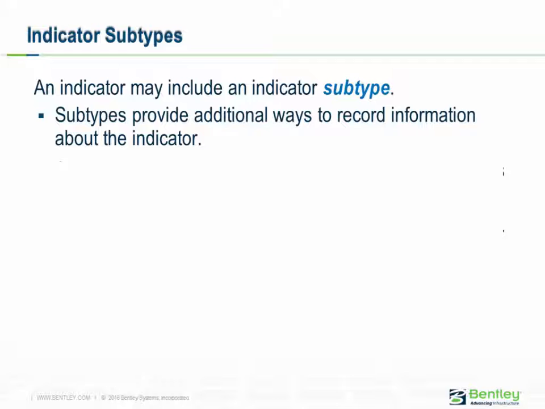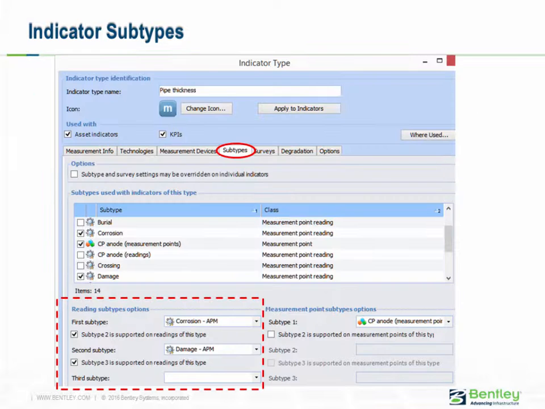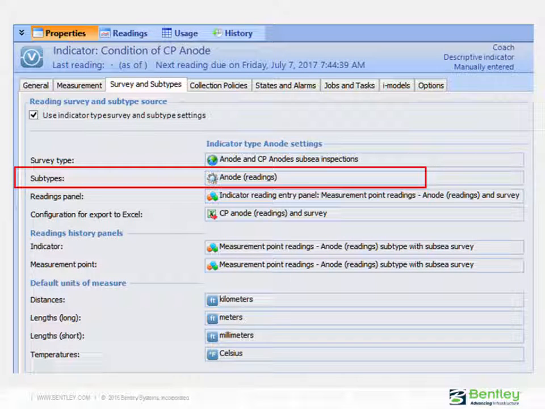AssetWise provides a number of indicator subtypes that can be used on inspections. These subtypes can be associated with the indicator's readings or with measurement point readings. Up to 3 subtypes can be associated with each indicator type. The subtypes are then included on measurement point readings set for indicators of the type. 2 subtypes are created for measurement points of selected indicator types. These are anode and cathodic protection anode subtypes. This allows specific information to be recorded at the measurement point level.